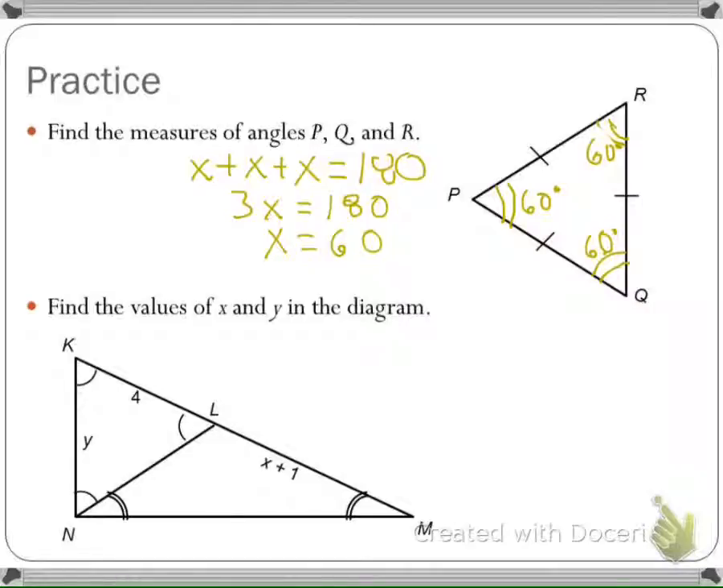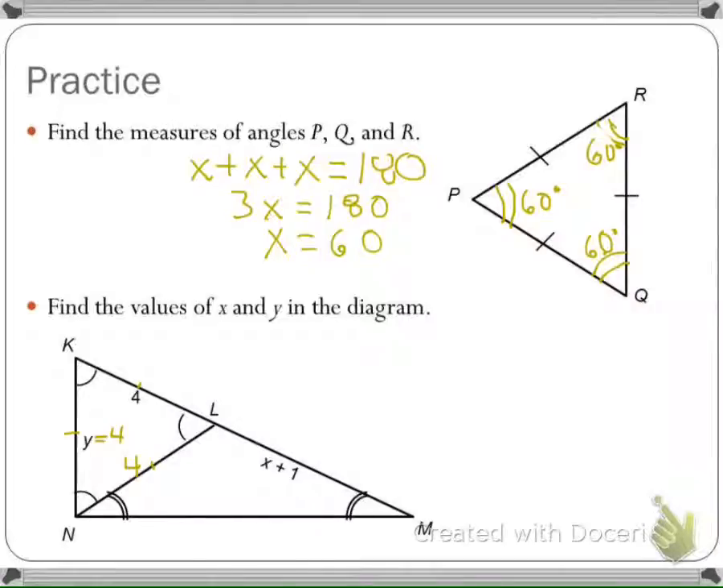Now we go down and look at the bottom example. We need to find x and y. We're probably going to be able to find y first because that's in triangle KLN, and that is an equilateral triangle. Since this side on the KL is 4, we know that y would also be 4, and in fact NL would also be 4. So that gives us our y value.